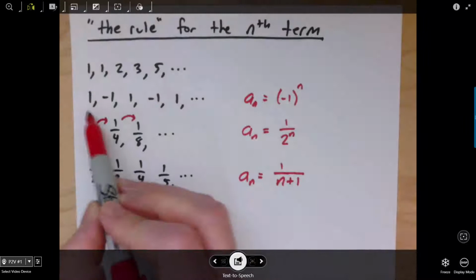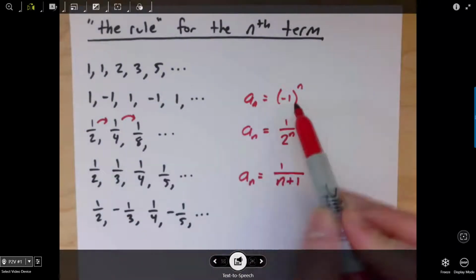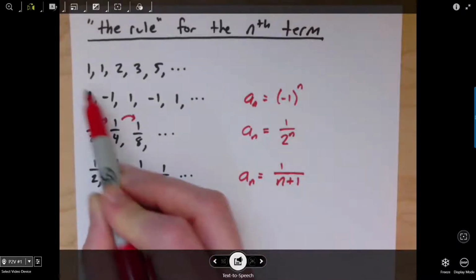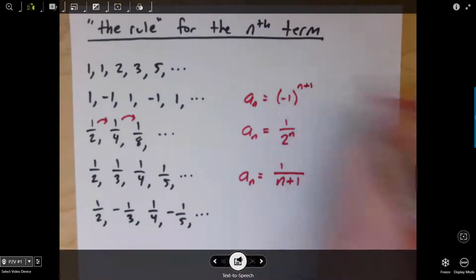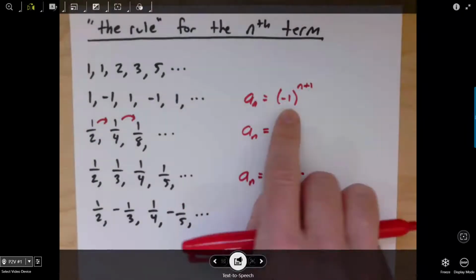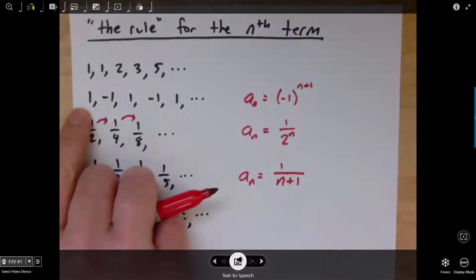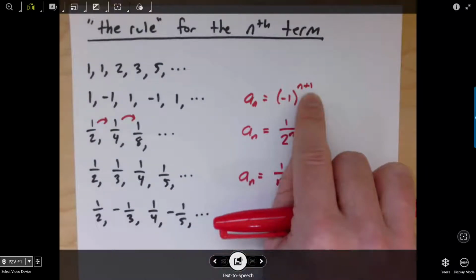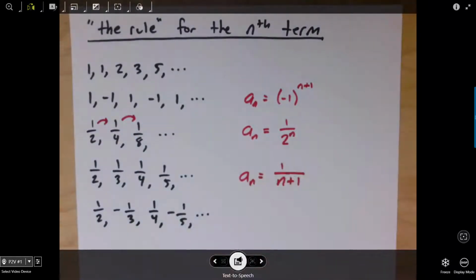Let's see. This is the first term in my sequence, so that would be A subscript 1. So -1 to the first power is -1. But the first term is +1, so that's kind of off. So I could do that, for example. And now when n is 1, I've got -1 squared, which gives me +1. And when n is 2, I've got -1 to the third, because it's 2 plus 1, and that's -1. So I think this is giving me the right alternation.